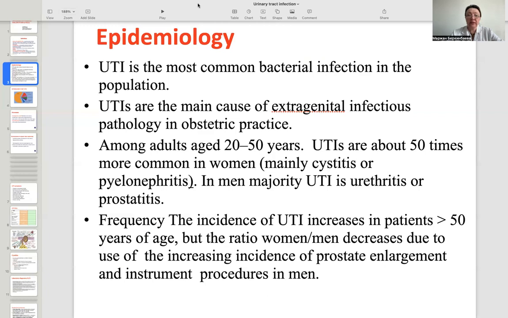prostatitis. The frequency of UTI increases in patients over 50 years of age, but the women-to-men ratio decreases due to the increasing incidence of prostate enlargement and instrumental procedures in men.